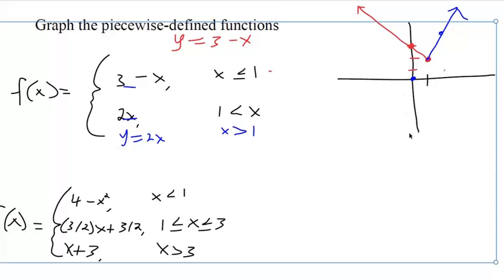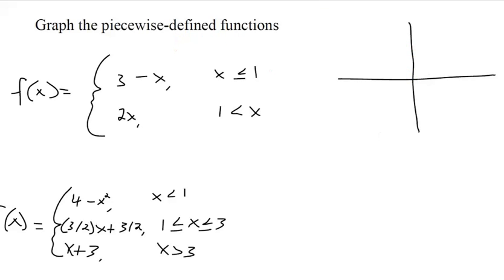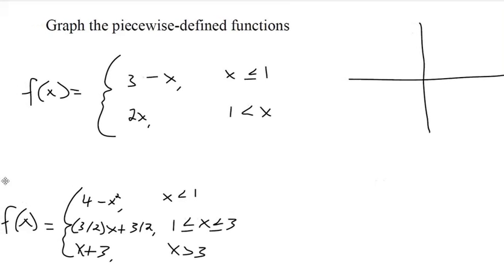Okay, let's do this other one. This one has 3 pieces. Oh boy. 3 pieces for the price of 1. It's got 4 minus x squared when x is less than 1. So it looks like we're still using 1 as a turning point. But look, this is a different graph.